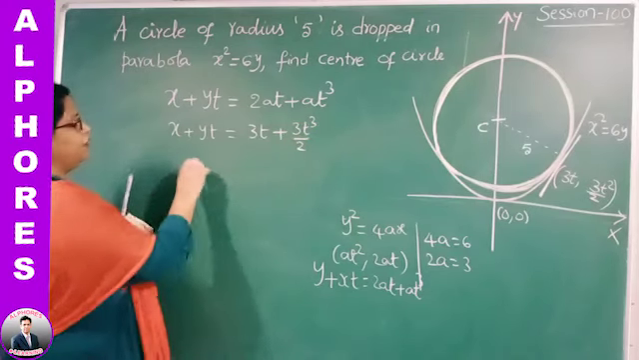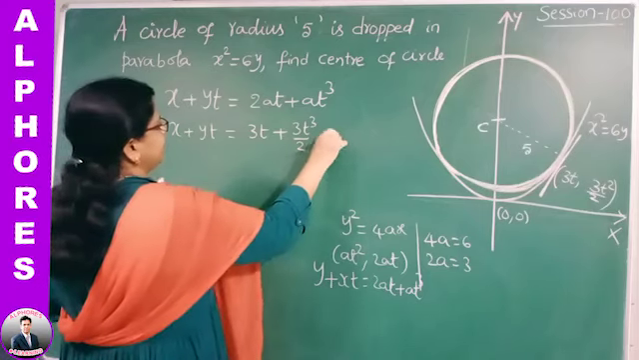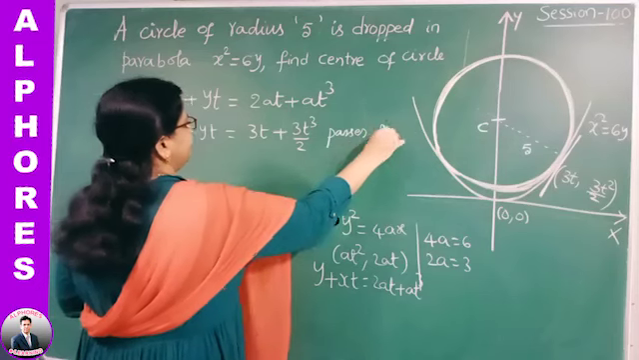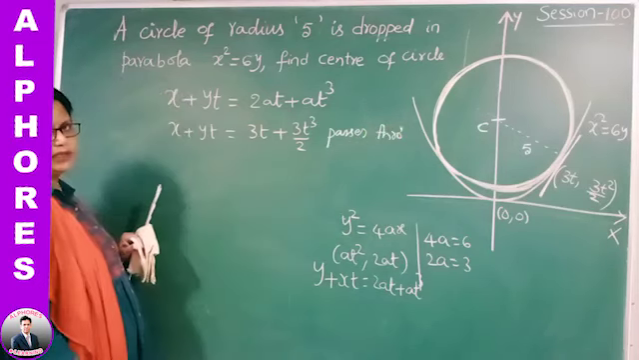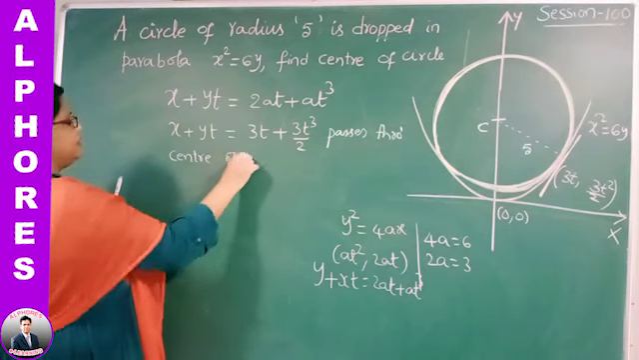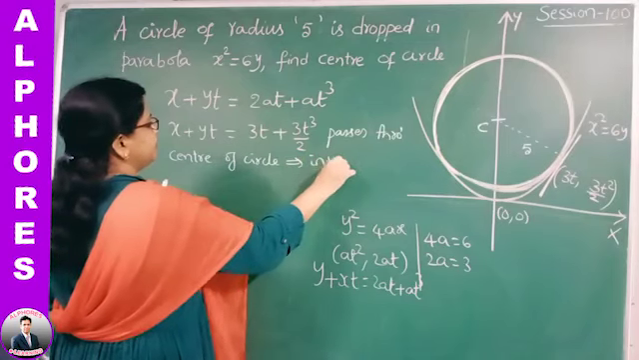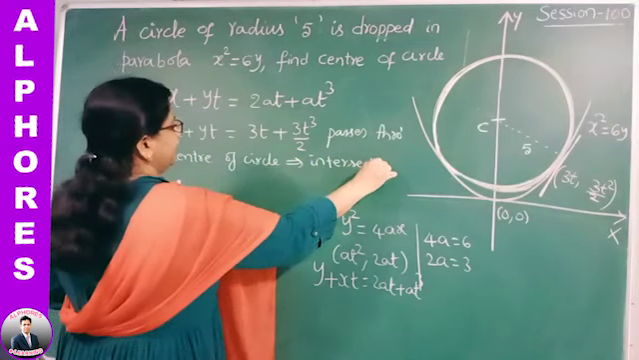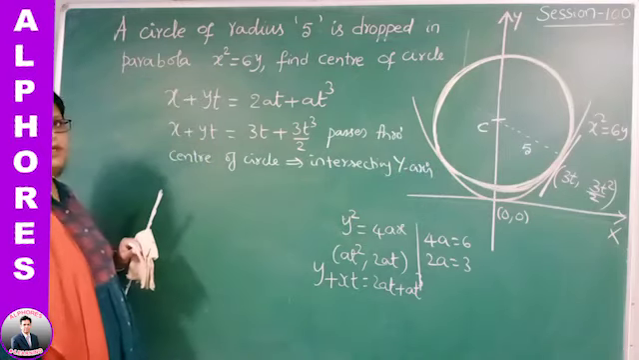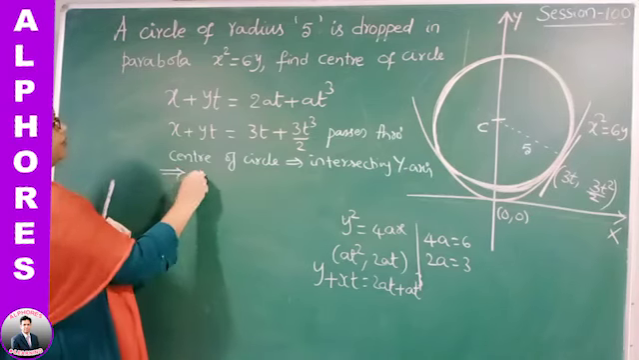But this normal passes through which one here? It is passing through the center of the circle. So center means which value here? It is nothing but on the y-axis. So passes through the center of the circle implies it is intersecting the y-axis. As it is intersecting the y-axis, therefore we write the x value as 0. Implies x is equal to 0.